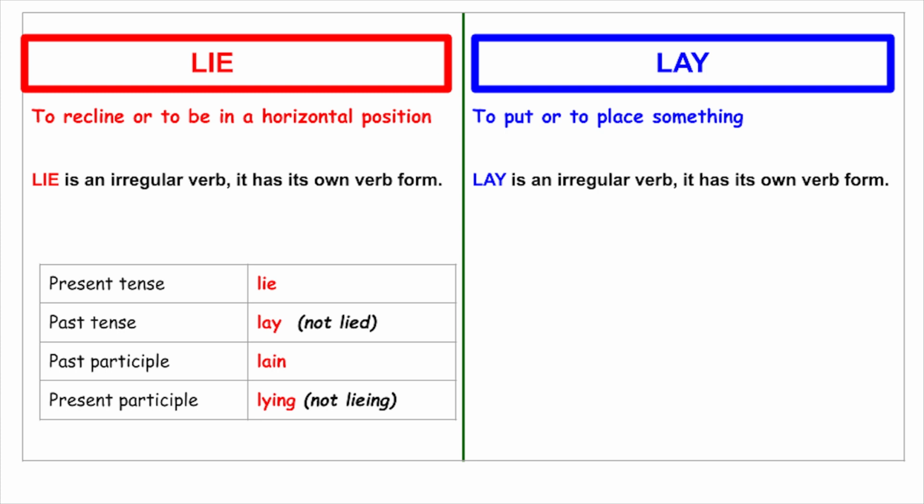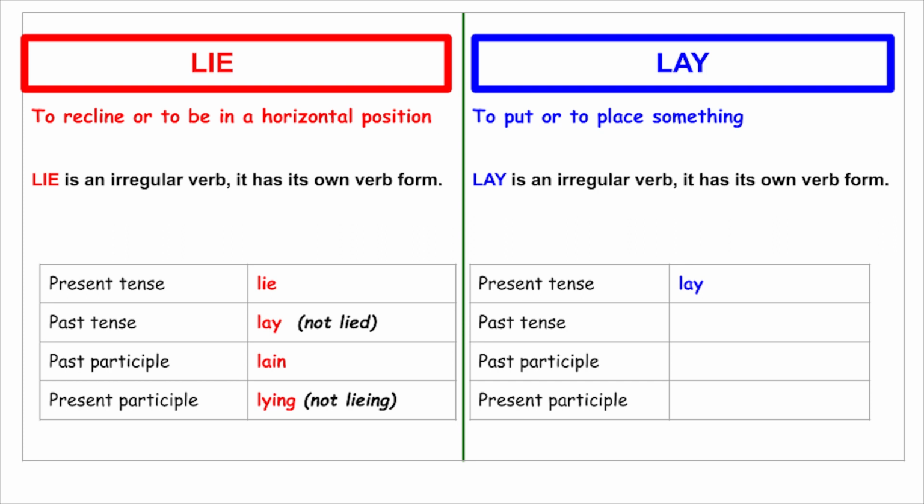Here are the verb forms for lay. The present tense is lay. The past tense is laid, L-A-I-D, not L-A-Y-E-D. The past participle is laid and the present participle is laying.